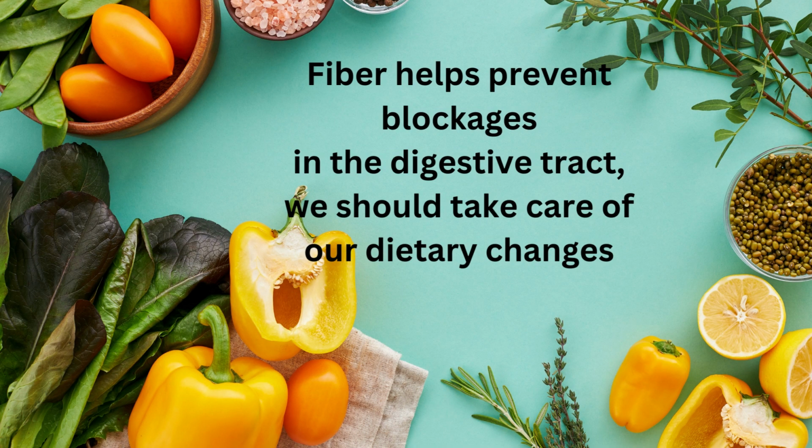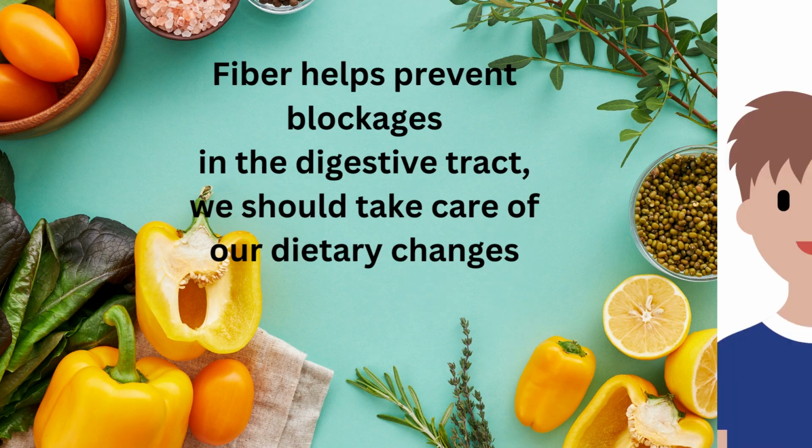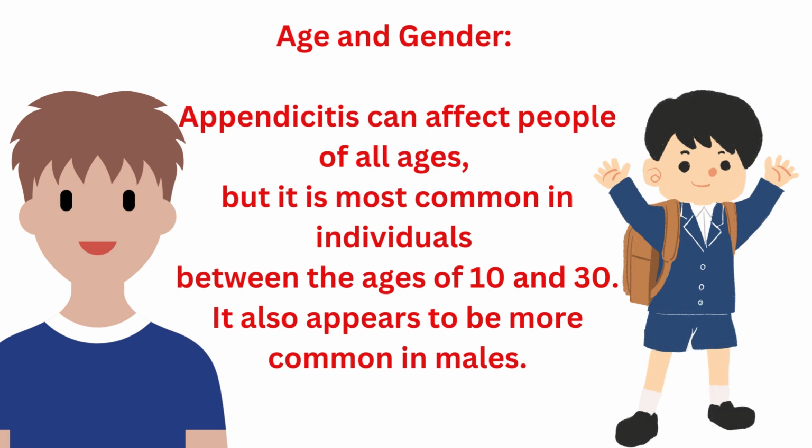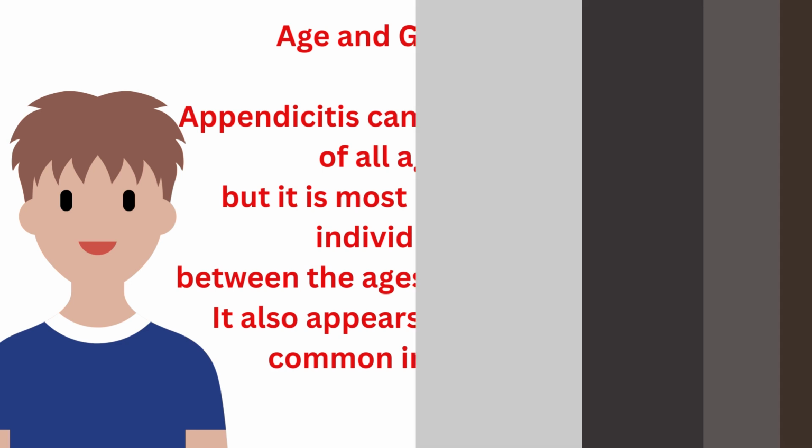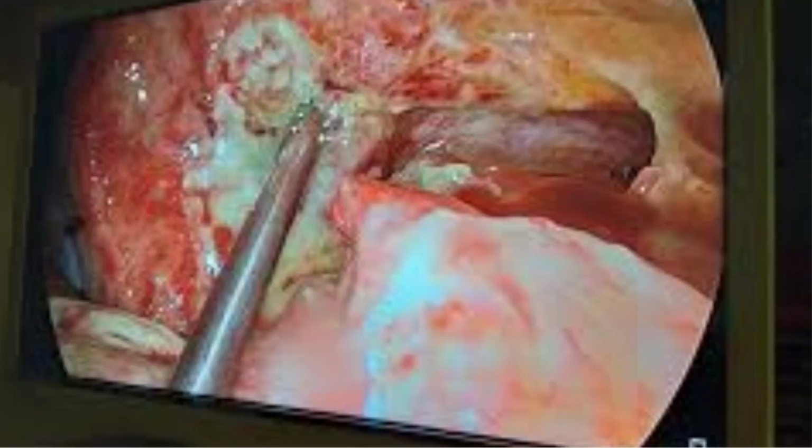In case of rapid diet change, people don't notice their diet and may have many deficiencies, which may cause appendix problems. Fiber helps prevent blockages in the digestive tract, including the appendix. Age and gender. Appendicitis can affect people of all ages, but it is most common in individuals between the ages of 10 and 30. It also appears to be more common in males.